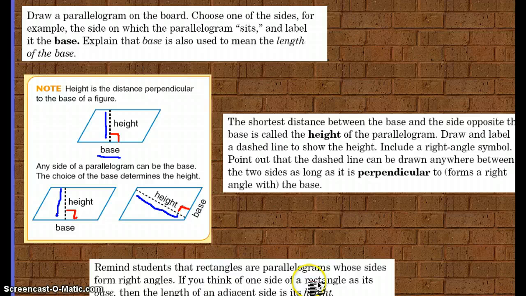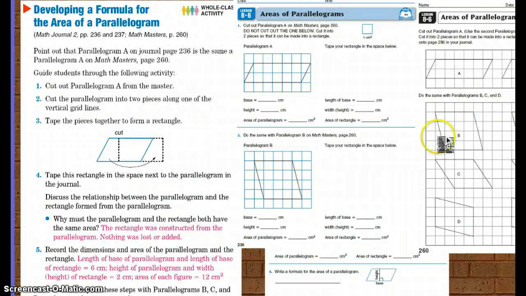Remember, students, rectangles are parallelograms whose sides form right angles. If you think of one side of the rectangle as its base, then the length of an adjacent side is its height.